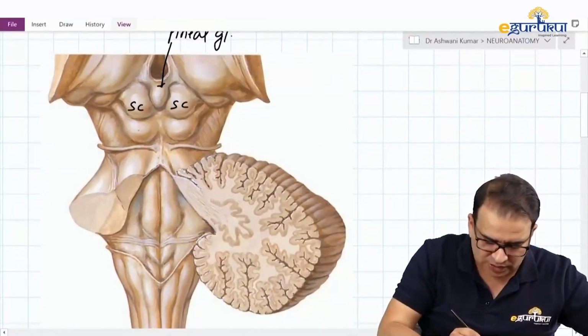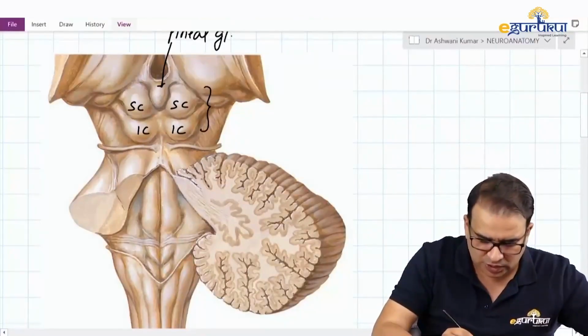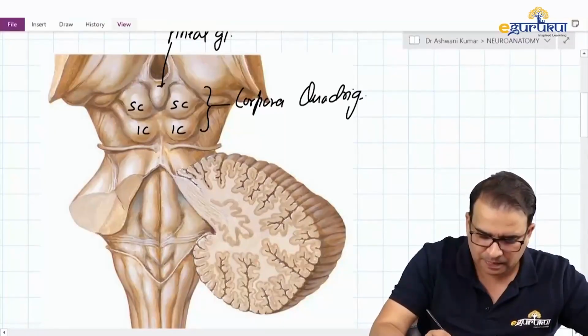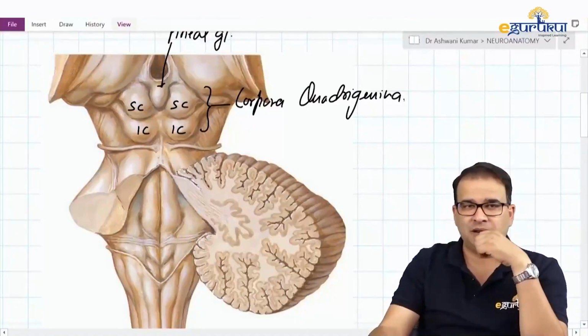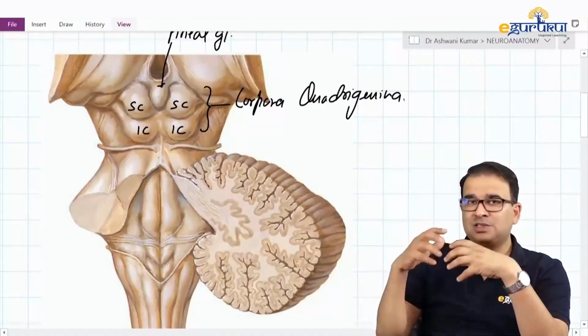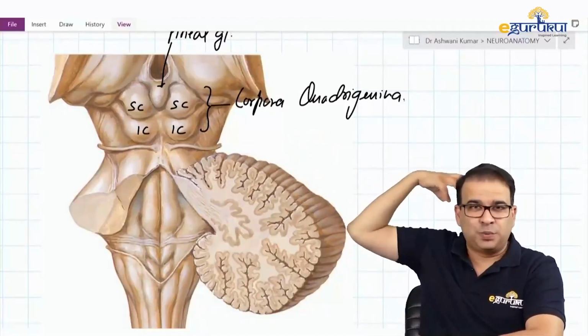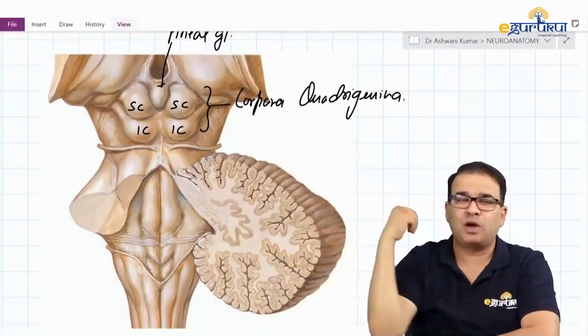We have the superior colliculus and these are the inferior colliculus. The superior and inferior colliculus together are called corpora quadrigemina, four gem-like structures. If you remember, there was a cistern present behind this and above the cerebellum. We call it the superior cistern or quadrigeminal cistern. So that is basically facing these corpora quadrigemina only.